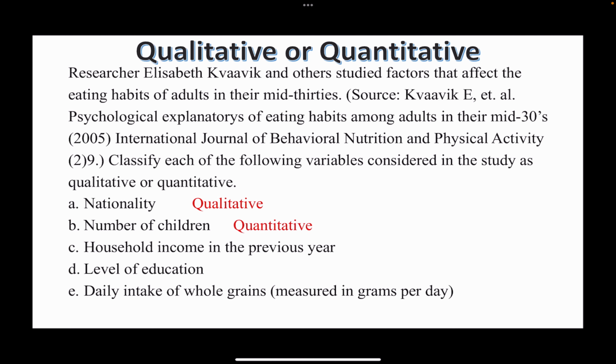Household income in a previous year. Money, hey, I made $1,000 more this year than last year. Okay, I added, that is quantitative. Level of education. This one is tricky. So level of education.